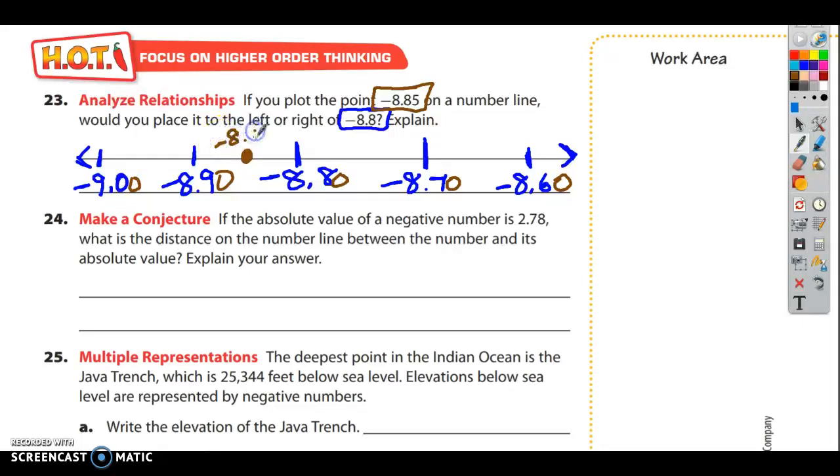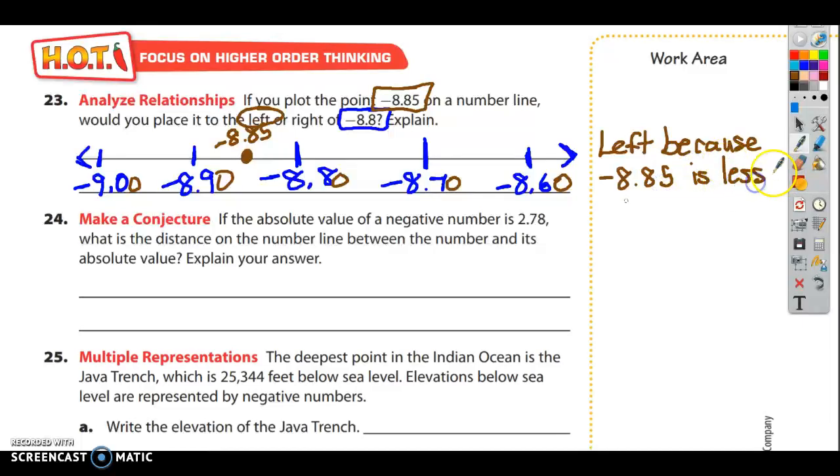Negative 8.85. Let's go back to the question. Would it be to the right or to the left? It's going to be to the left. So I don't have tons of room for my answer. I'll just squeeze it in over here to the right. It's going to be the left. It says explain. We always want to explain when we get a chance. Left because negative 8.85 is less, and less goes to the left, than negative 8.8.